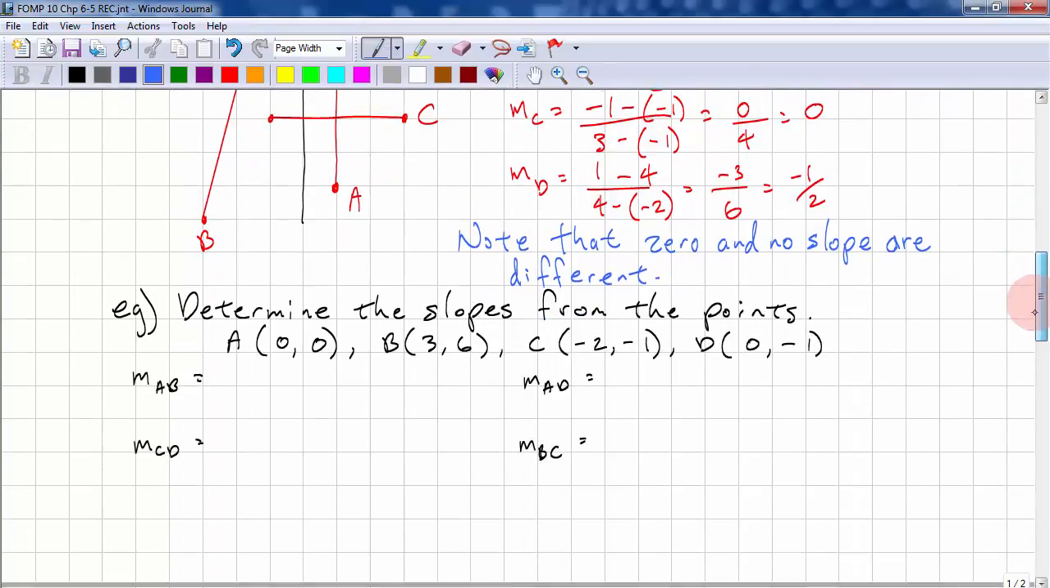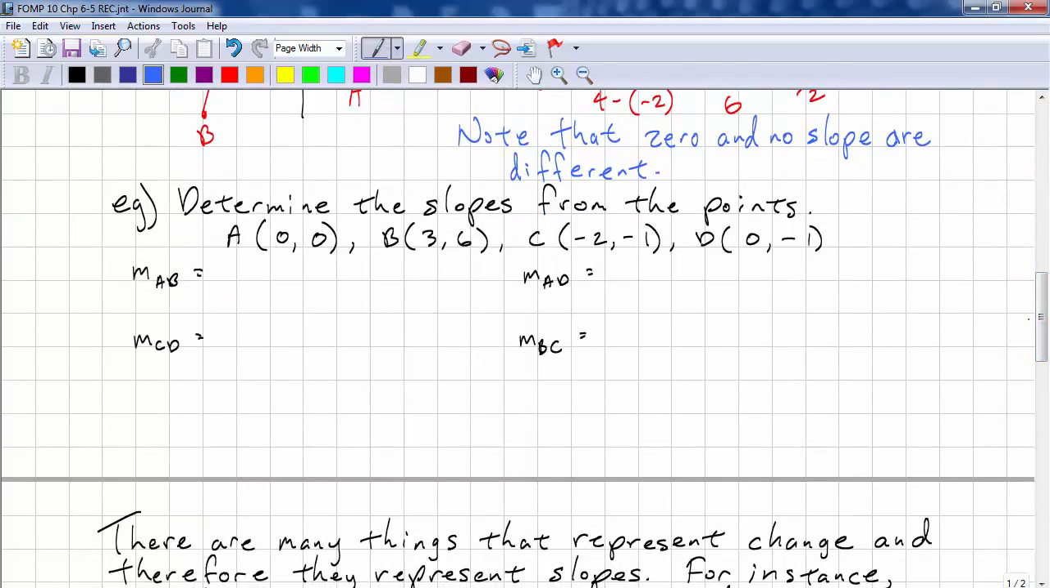Let's look at some more examples. Determine the slopes from the points. So we have A, B, C, D, and we're doing the slope from A to B. So we want to do this. B is x2, y2, A is x1, y1. We have 6 minus 0 over 3 minus 0. So this is 6 over 3, and that's 2.